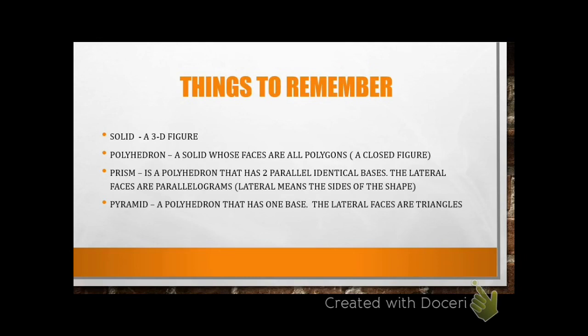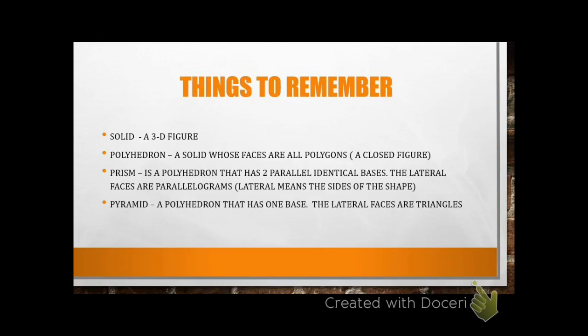All right, and then a prism is a polyhedron that has two parallel identical bases, and the lateral faces are parallelograms or rectangles. Lateral means the sides of the shape, okay? So the top and the bottom, we could think of as the bases, will be a shape. And then the sides or the lateral faces are either going to be parallelograms, rectangles, or squares.